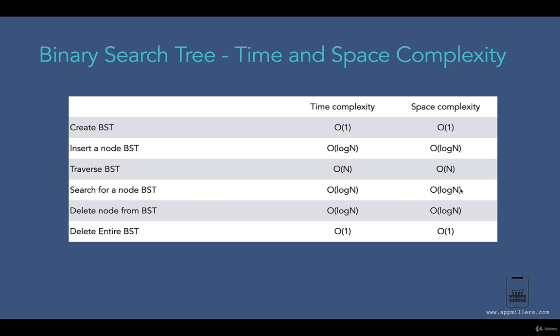Now the space complexity similarly is O(log n), because in this case also we are going to call our method recursively for either the left or right child. So this means that we have to insert some elements to the stack memory, so that's why the space complexity is O(log n). Now the delete method also performs the same operation.